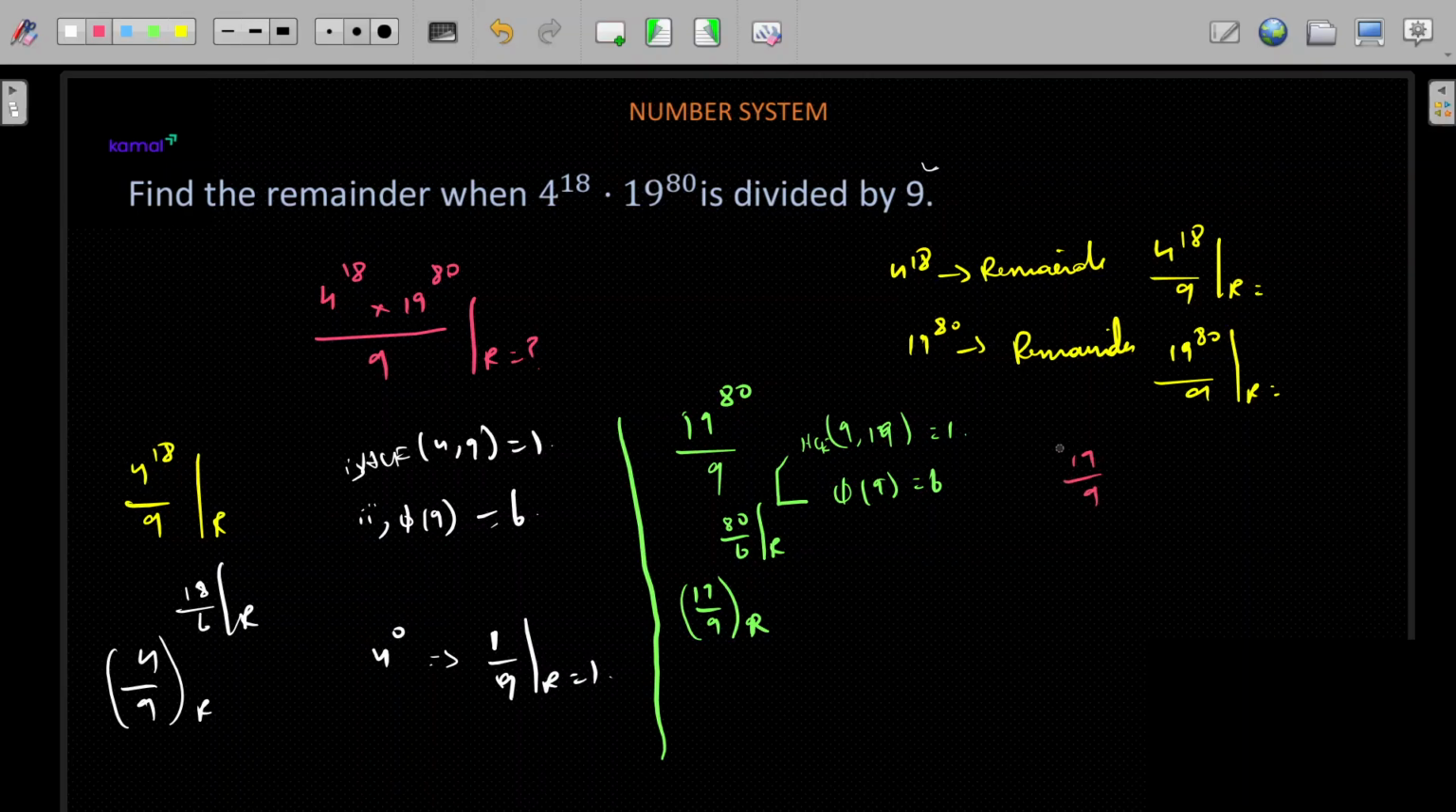19 by 9. What will be my remainder? The highest multiple of 9, which is less than 19, is 18. So 19 minus 18, the difference is 1, which means my remainder is also 1. This is my first thing.